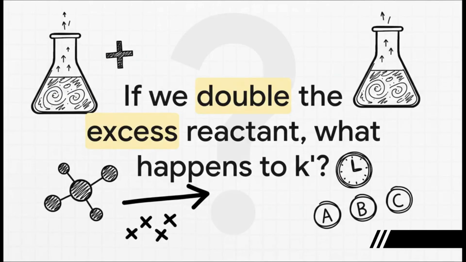Okay, time to put this to the test. Here is a mini MCQ challenge for you. This is a classic CUET-style question. If we double the concentration of the excess reactant, what happens to our apparent rate constant K prime? Does it get cut in half, stay the same, or double? Pause. Lock in your answer, A, B, or C.